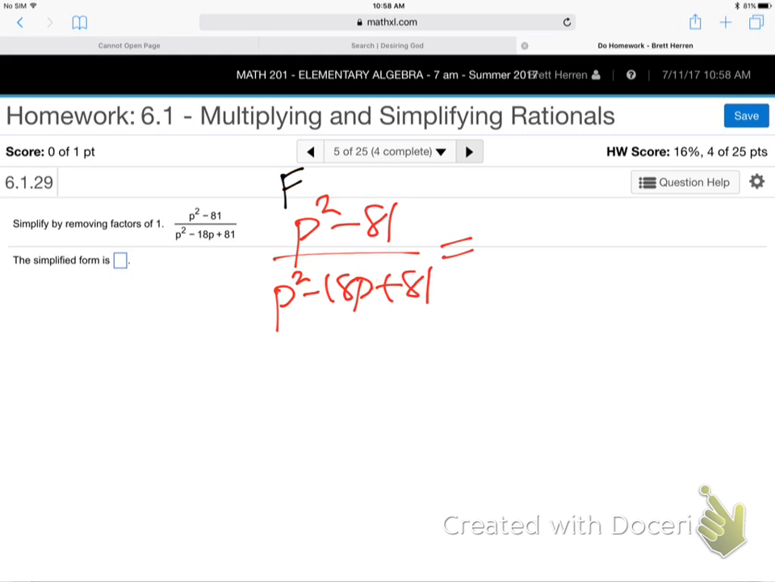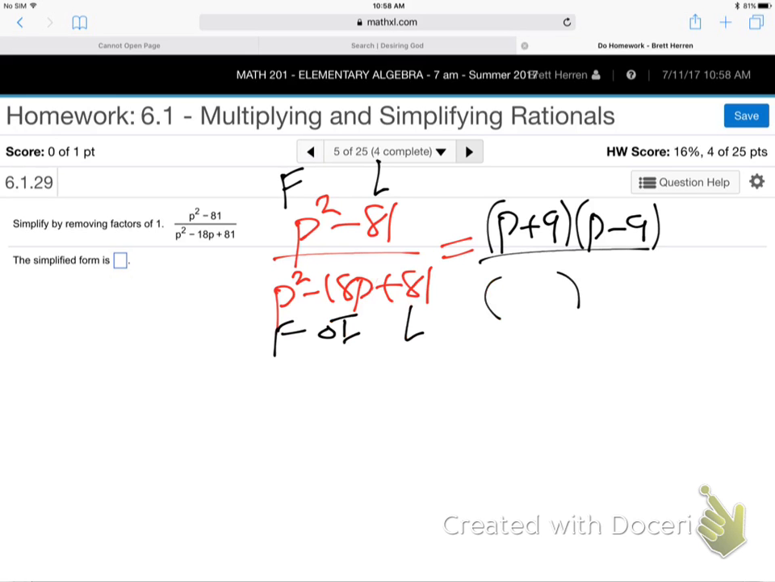So the top is an FL, isn't it? We good with that? P plus 9, P minus 9. The bottom's a FOIL. So it's the 2 parentheses, P's in the front. What multiplies to be 81? 9 and 9. How do you make minus 18 in the middle? Both negative, huh? Is that good? Both negative?